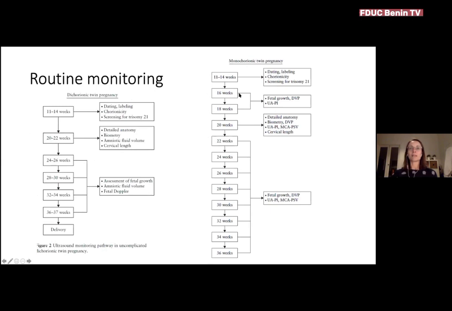And in the first half of pregnancy, that's partly to detect twin-twin transfusion syndrome and partly to detect very early FGR. And in the later gestations, it's primarily to detect growth restriction.